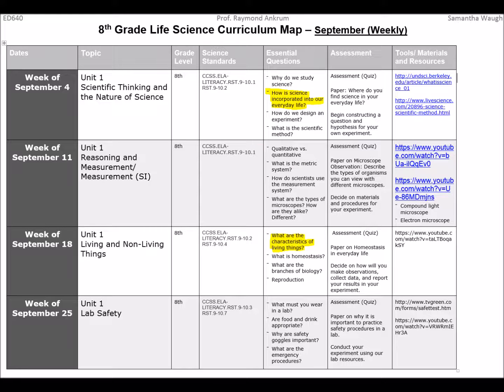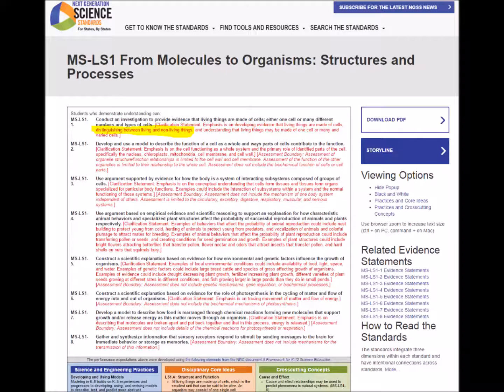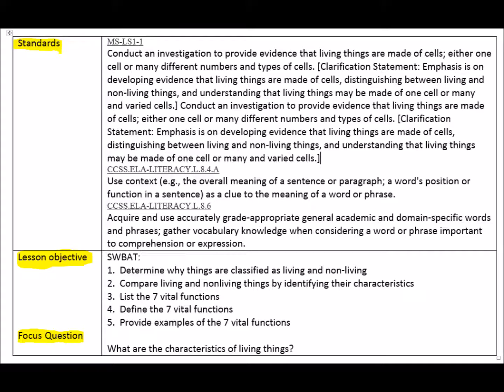Using the essential questions highlighted here on my curriculum map, I was able to narrow down the big idea of my lesson and determine the skills my students will need to acquire this knowledge. Once I was able to identify learning goals, I researched standards that would help me to unbundle the content. Identifying appropriate standards helped me to narrow down lesson objectives and ultimately my focus question.